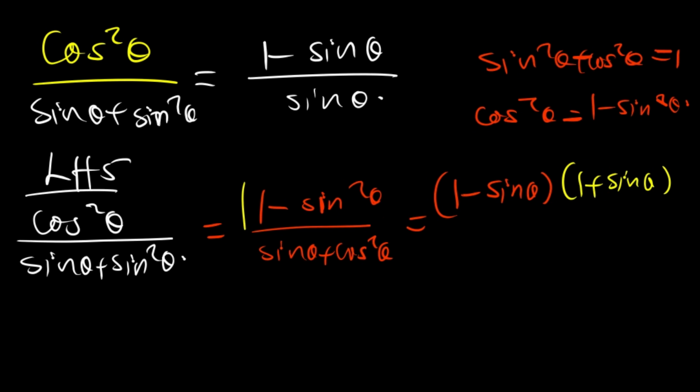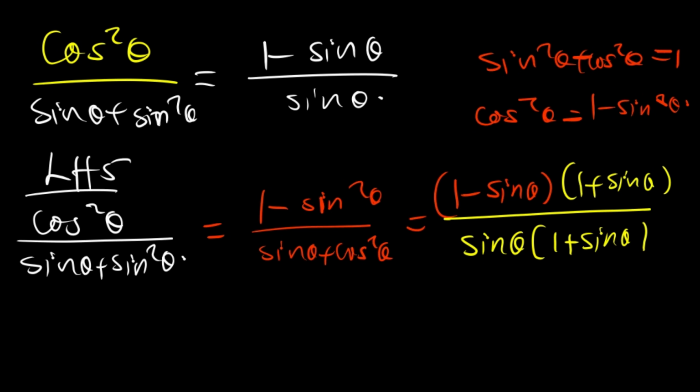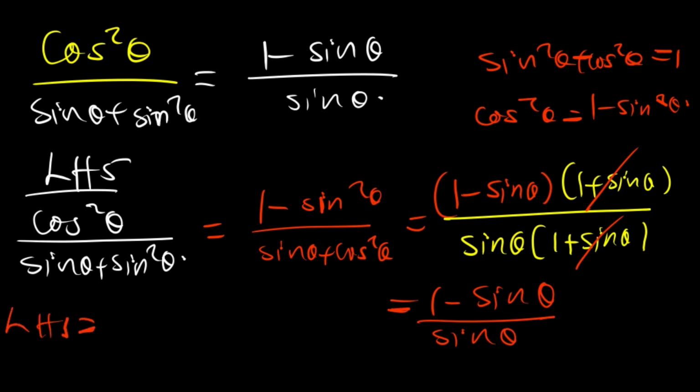Okay? The next thing I'm going to do, down part, I'm going to factor out sine. So sine theta will be equal to 1 plus sine theta. Now I can clearly see that this and that can go. I'll have 1 minus sine theta divided by sine theta. So the left hand side is equal to the right hand side. Hence, proved.